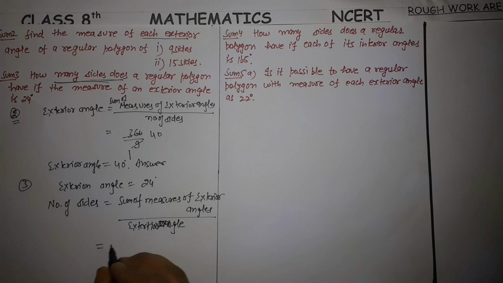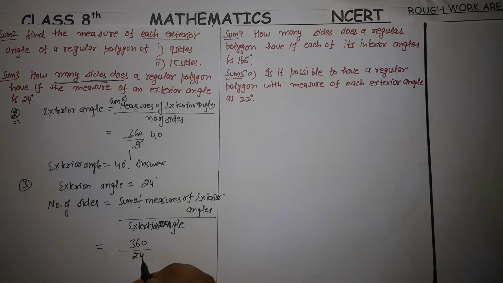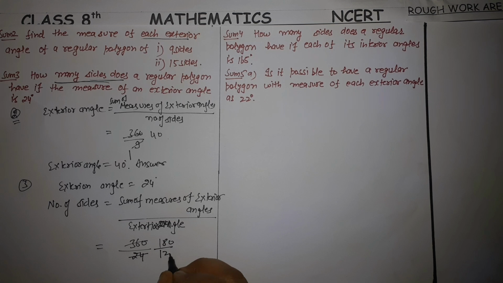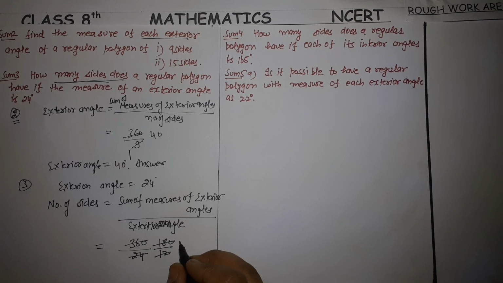That is 24. Sum 360, exterior angle 24. Cancel. Now by 2. Then 6 15 is, the number of sides is 15.